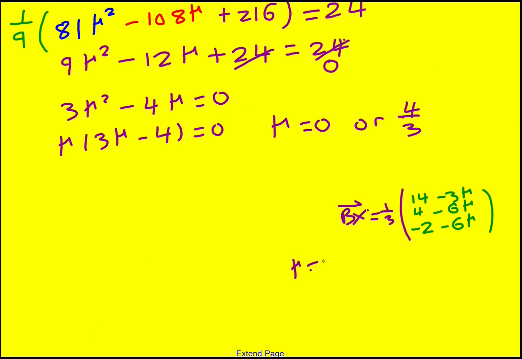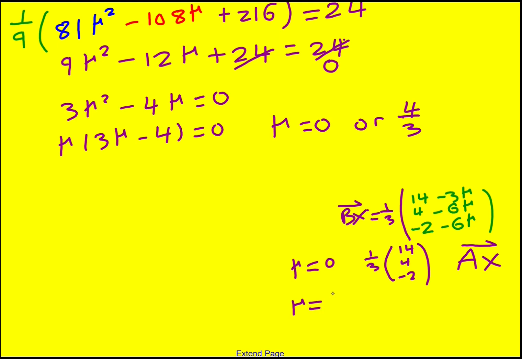So mu equals 0 is going to give 14 over 3. Actually, I just might as well keep the third on the outside. The third times 14, 4, minus 2. Actually, this, if you look back in the question, is ax. So I don't need to reject that solution as such. Well, I will reject it as b, but it does equate to a solution. It's just that it's ax.